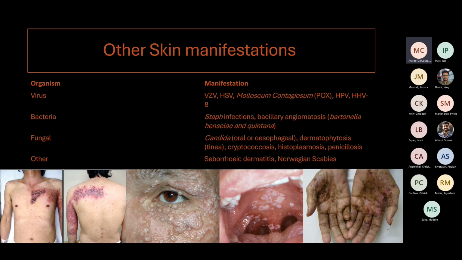And then your other infections. So you've got your VZV, your pox viruses, your HPV, bacillary angiomatosis. Very interesting. Just have a read about it if you're curious. Caused by Bartonella henselae. So you also get Bartonella henselae from cat scratches and cat scratch disease. Okay. Fungal: your dermatophytes, your candida, your histoplasmosis, and then seborrheic dermatitis.